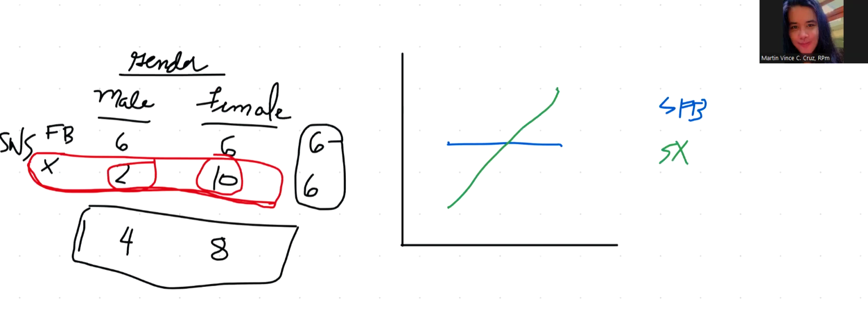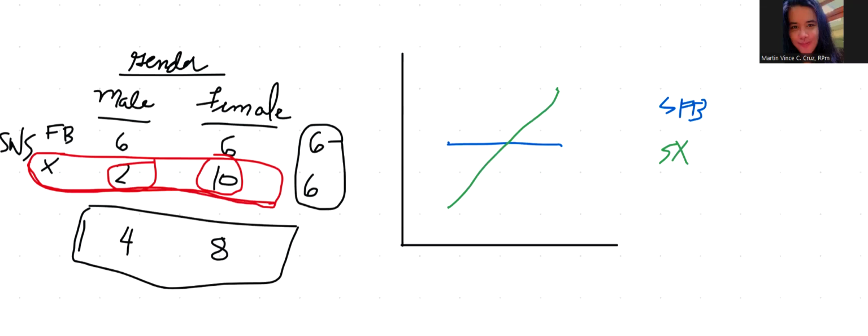But just a word of caution, please bear in mind that just because the lines intersect doesn't mean that there is indeed a significant interaction. So you have to look through the data again and see the bigger picture sa kung paano na-influensyahan nung isang level nung independent variable yung another independent variable.